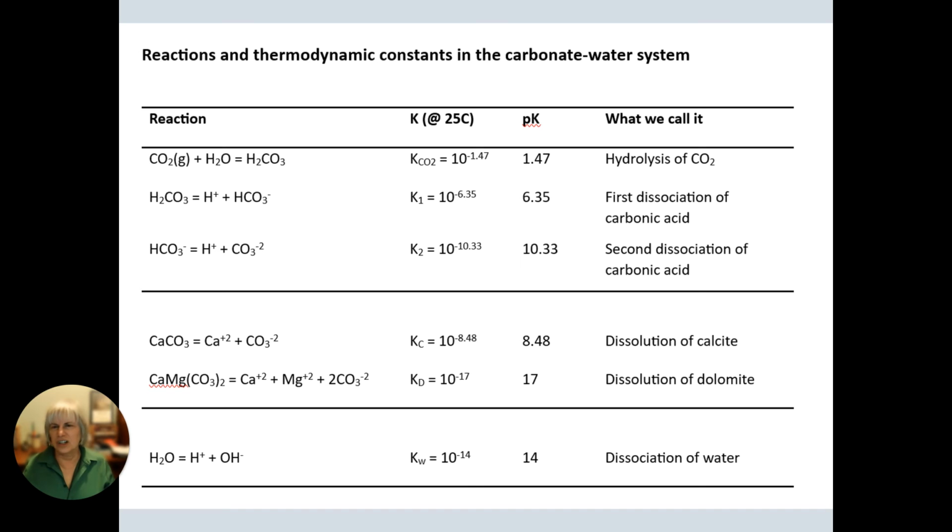So the first one is hydrolysis of CO2, and then the next two are the first and second dissociations of carbonic acid. And an acid dissociation is just the loss of a proton or loss of a hydrogen. So that first step, the first dissociation, is loss of the first hydrogen. The second dissociation is loss of a second hydrogen. We have a couple dissolution reactions, and we have our reaction for the dissociation of water.